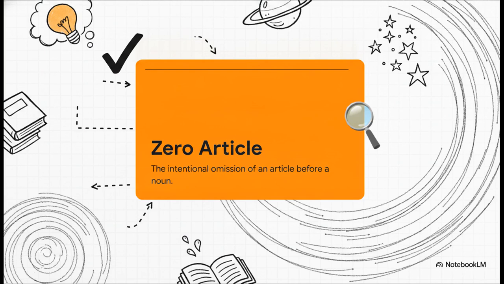And I really want to emphasize the word intentional here. Skipping the article in these cases isn't a mistake. Actually, scratch that. It's a highly active, precise grammatical tool. We use it when we want to talk about plural countable nouns or uncountable nouns in the broadest possible sense. When you want to make a sweeping, general statement about the universe, you just drop the article entirely.